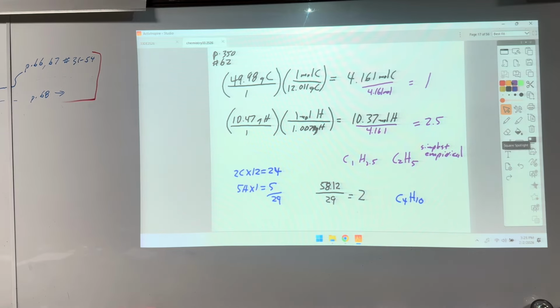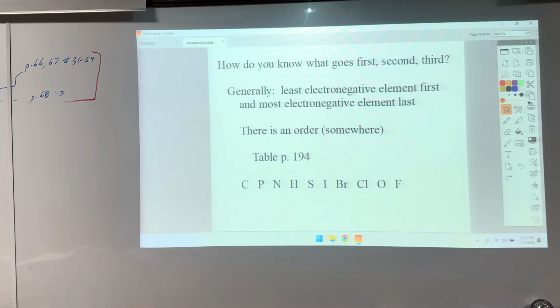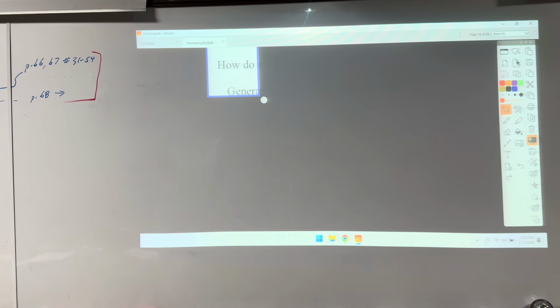Okay, so assuming we have done all these up to here in class, on number 62, and I'm on page 350. A compound was found to contain almost 50 grams of carbon, 49.98, and 10.47 grams of hydrogen. The molar mass of the compound is 58.12 grams per mole. Determine the molecular formula. Well, you have grams here, so you can go ahead and turn those directly to moles.